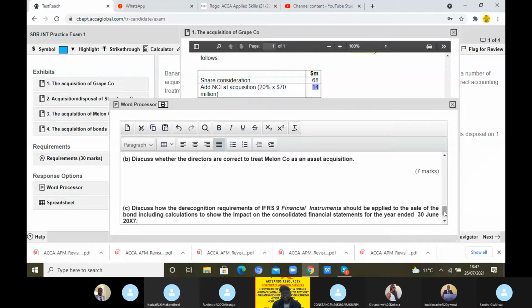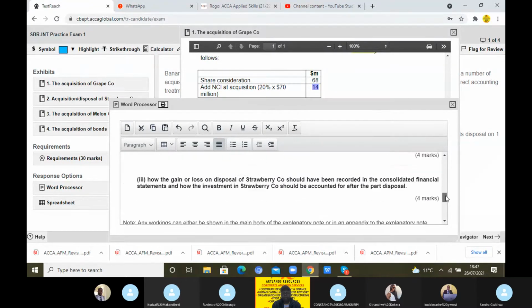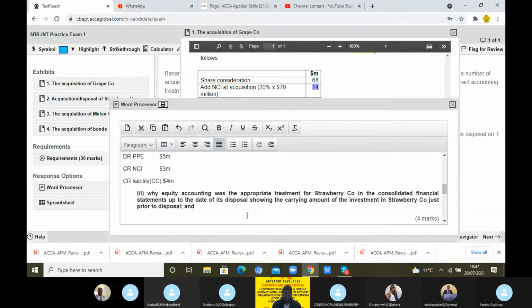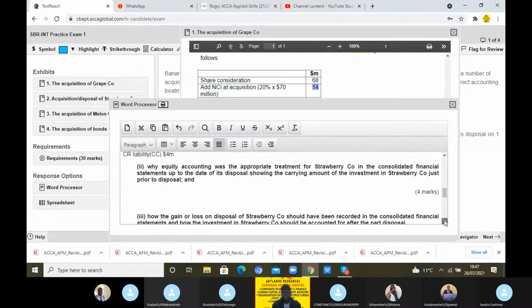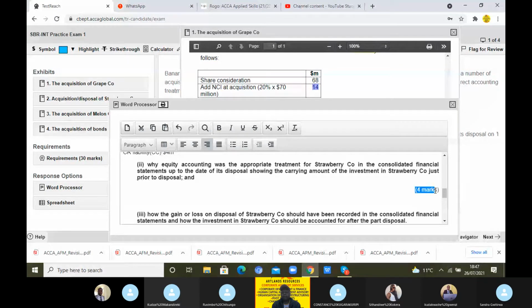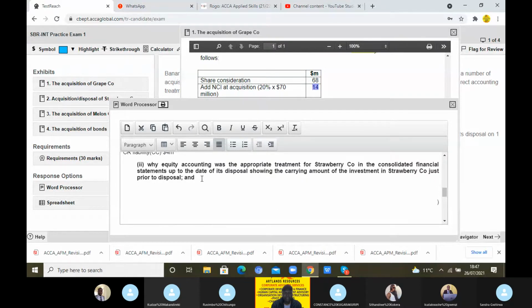So after doing this, I no longer have to go to the questions over and over again. I am now on question 2: Explain why equity accounting was appropriate for Strawberry. So what I simply do is remove the marks, and right away I begin to answer. If I know that it's bold, it's fine. I will remove the bold and stuff.